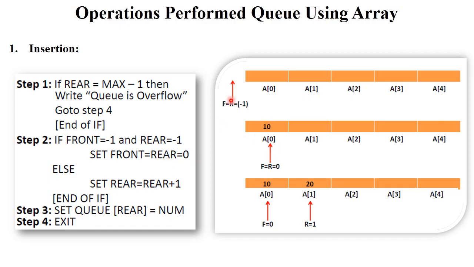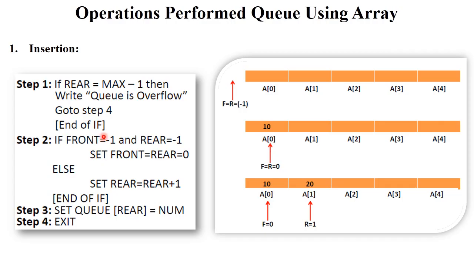See, initially front and rear equal to -1 means Q is empty. Now you have to perform insertion operation. So at that time, front and rear both go to here, that is front and rear equal to 0. Both pointers point to the A of 0 location for the first time. Okay, so set front equal to rear equal to 0.